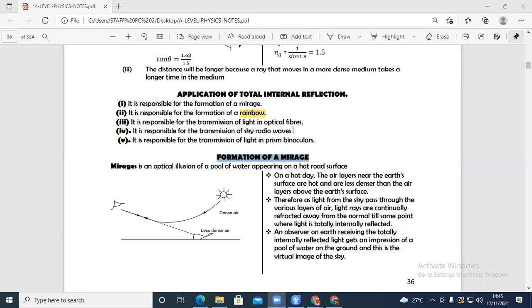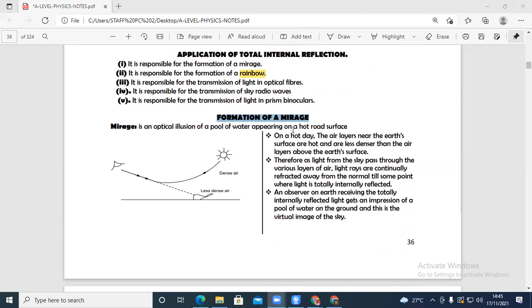So don't see the water and say, hey, there's water. Normally this happens on hot days, especially on tarmac roads, and you see a pool of water and you say, it's a pool of water. No. It is just an impression of the virtual image of the sky, brought about by total internal reflection. I've said that.